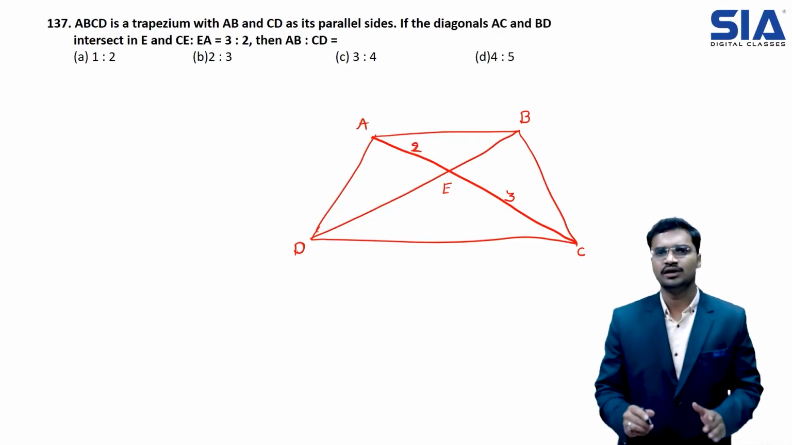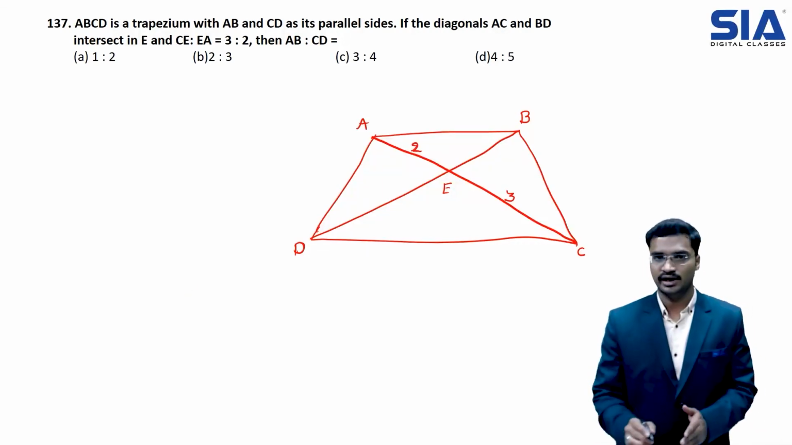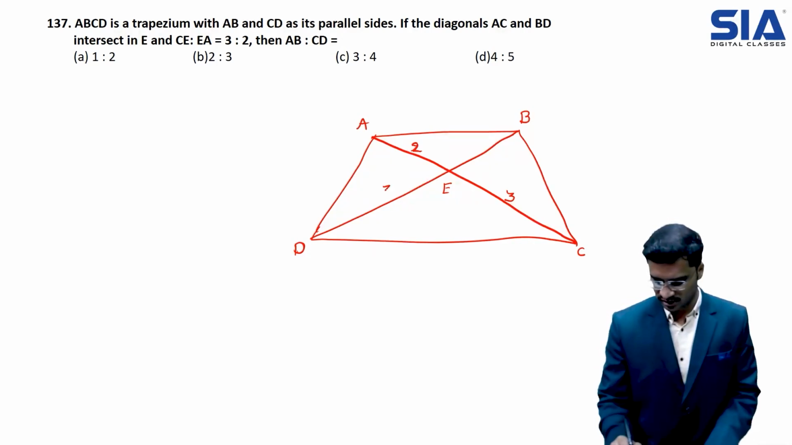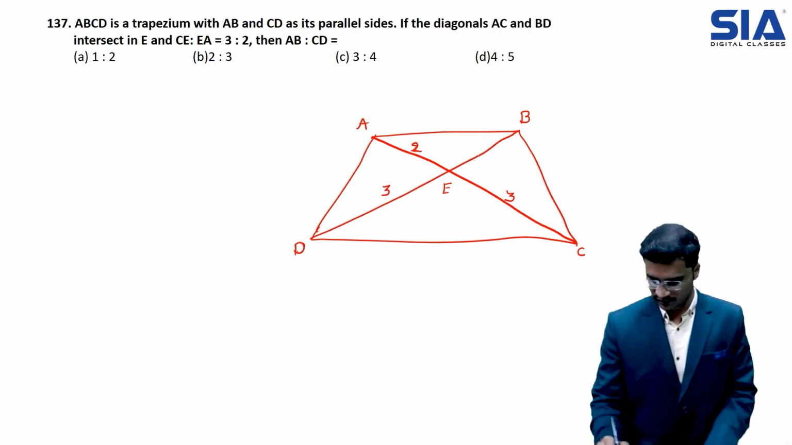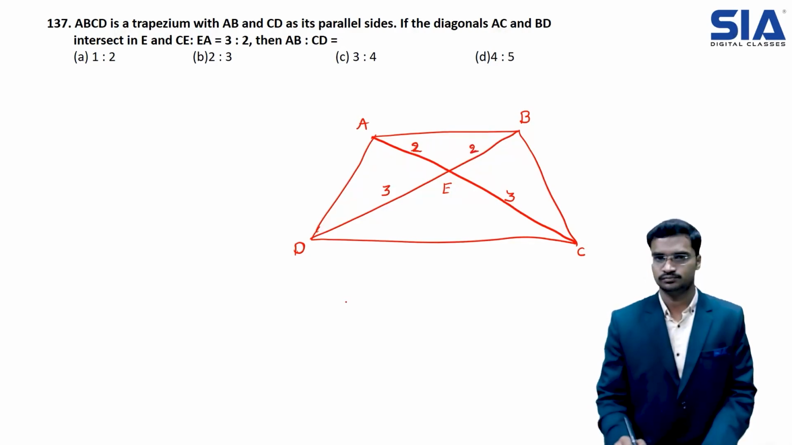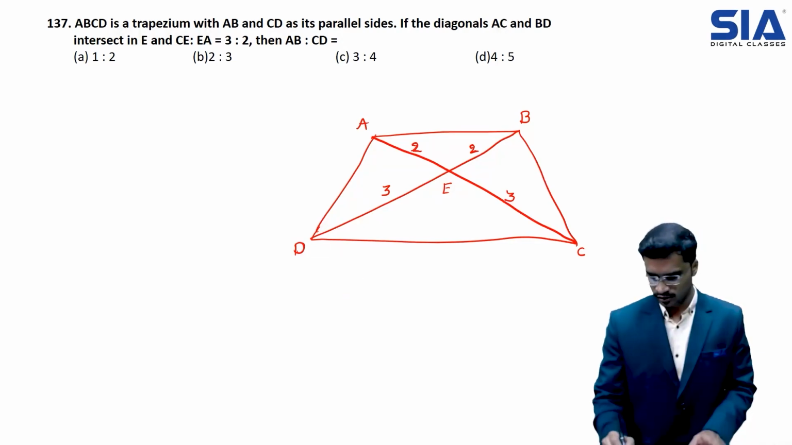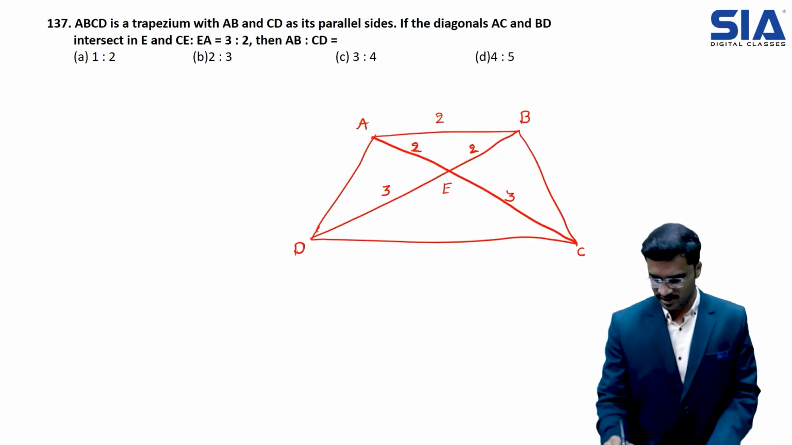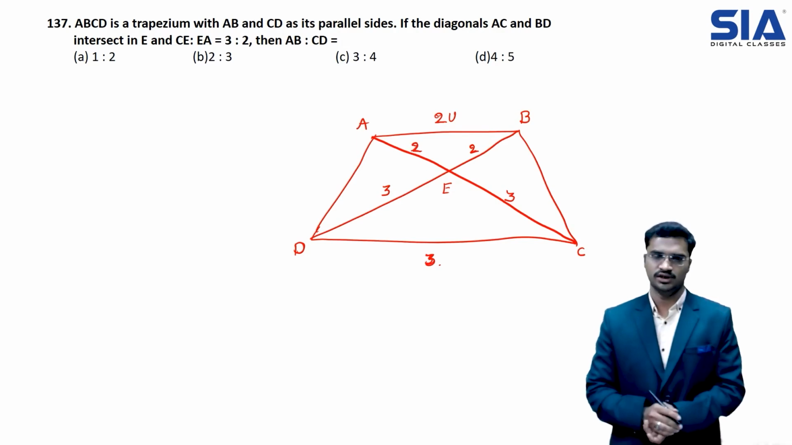So in a trapezium, we know that the diagonals divide each other in the same ratio. So if this is 3, this also will be 3. If this is 2, this also will be 2. So now let us see. If both of these sides are 2 and this is also 3, we know that the AB side is also 2 units and the CD side is also 3 units.